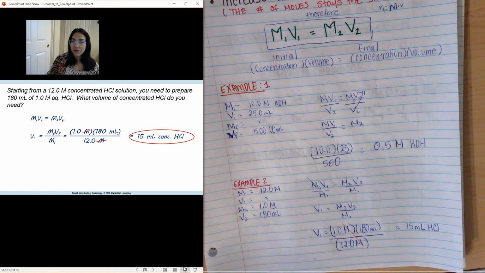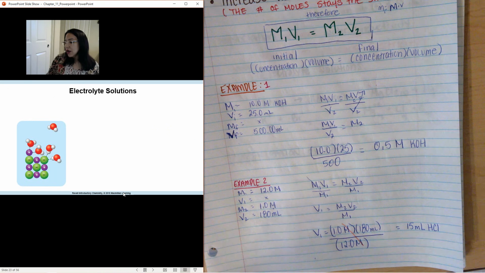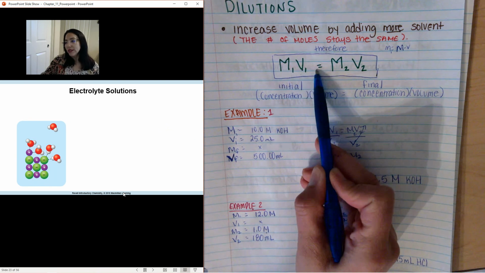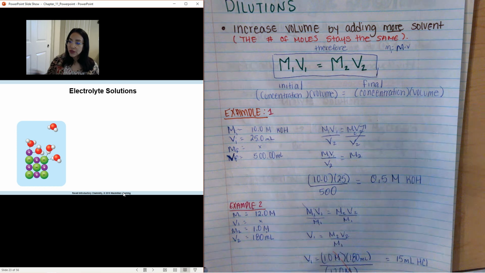Right, let's move on. Okay, so molarity, remember, is moles per liter. And for dilutions, we use M1V1 is equal to M2V2 to calculate these.